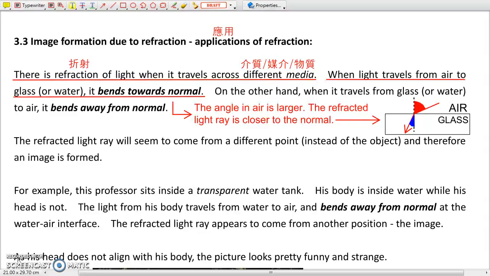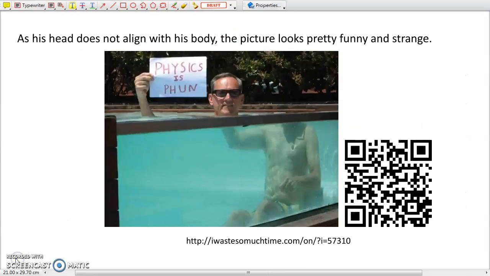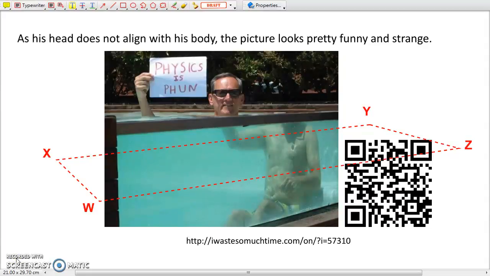Let's use this idea to explain the following picture where there is a professor sitting inside a transparent water tank. The body of the physics professor moves to his right. Why is it so? Let's draw a ray diagram of W, X, Y, Z to explain.